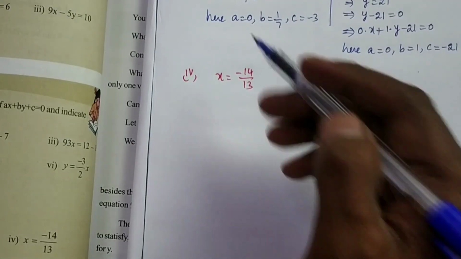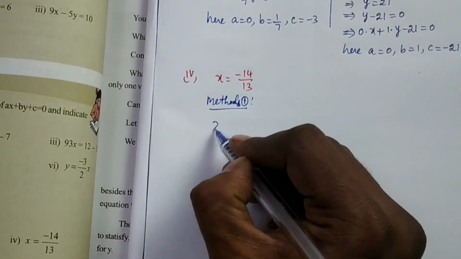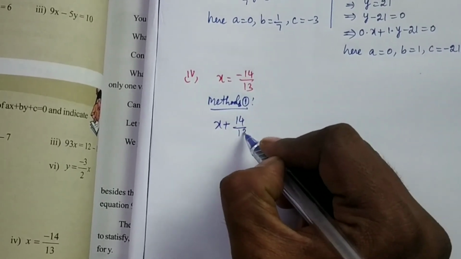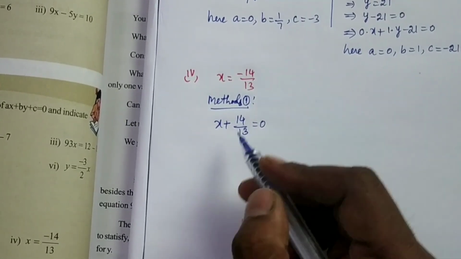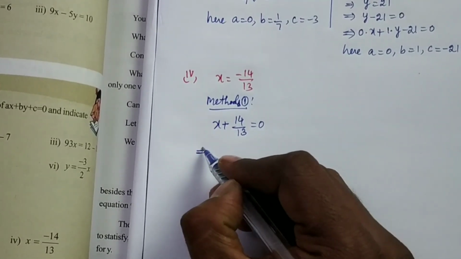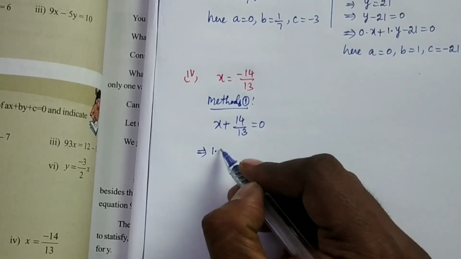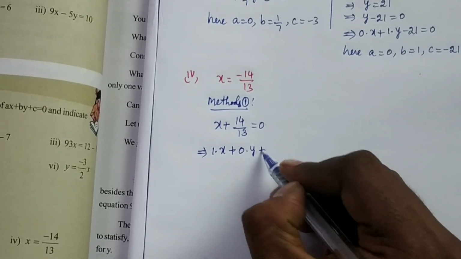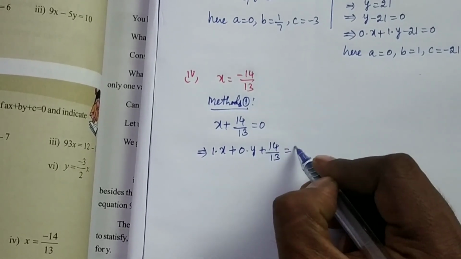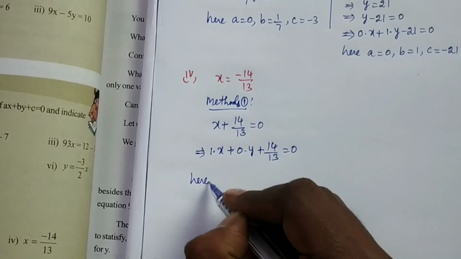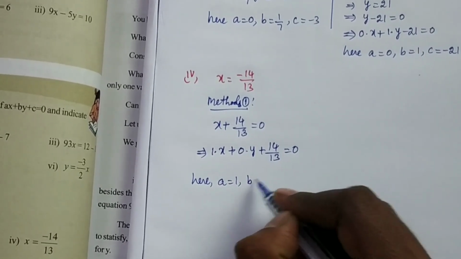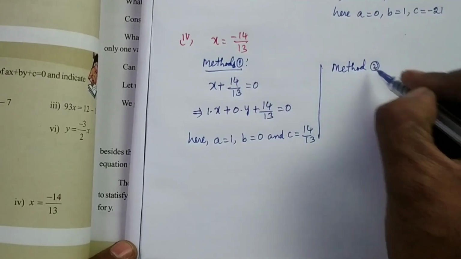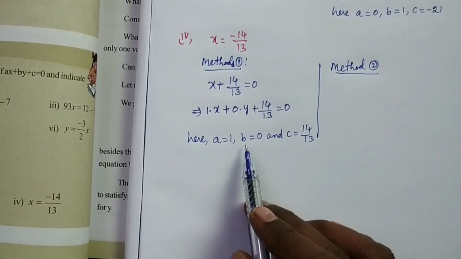It has also two methods. Send minus 14 by 13 this side, then it will be x plus 14 by 13 is equal to 0. Here the y term is not there, so in the place of the y term you take 0 into y. So 1 into x plus 0 into y plus 14 by 13 is equal to 0. So here a is equal to 1, b is equal to 0, and c is equal to 14 by 13. So this is according to the textbook solution.